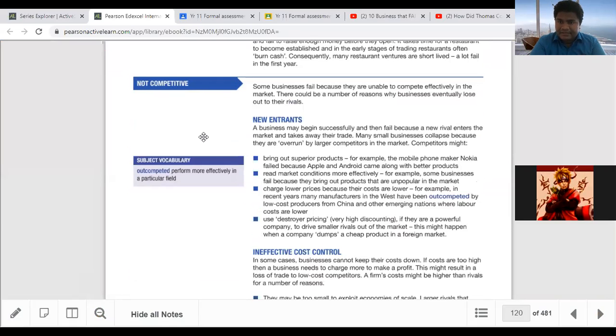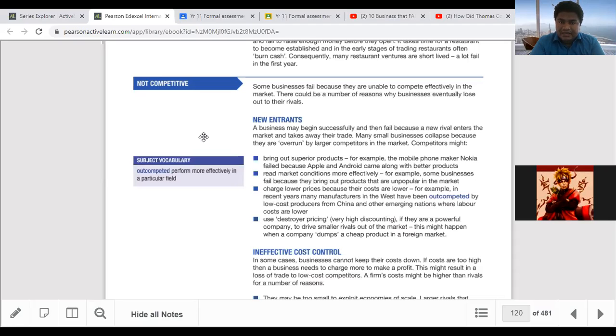New entrants, you can see, are always entering the market. At that time Blockbuster was there, and Netflix was a new entrant. As a result, Blockbuster's market share was taken by them, as they brought out superior products and read market conditions more effectively. Therefore, you have to do this.